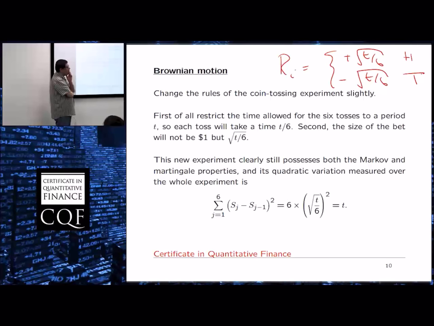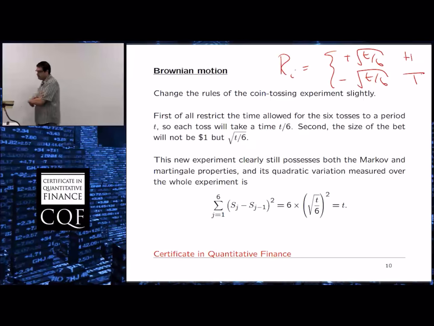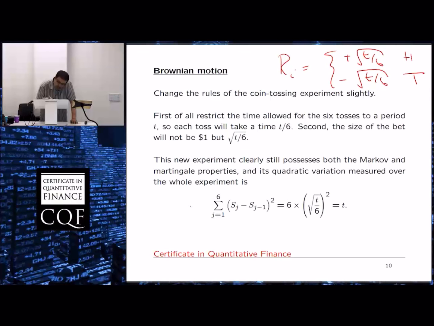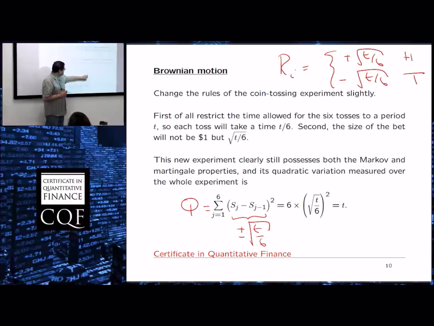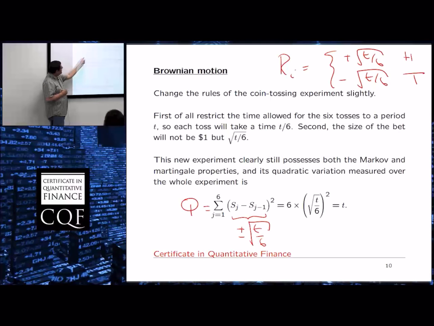And let's see what happens to the quadratic variation. So here's the quadratic variation. There's Q. This is still equal to plus minus root t/6. And if we open this out, what happens? We square this, we multiply it by 6, and we still have a quadratic variation of, before it was i, now it's t. Right, so we've introduced time into our coin tossing experiment, or game.